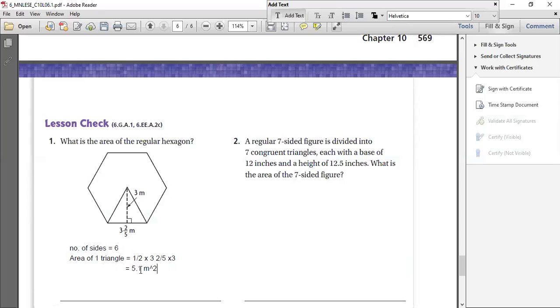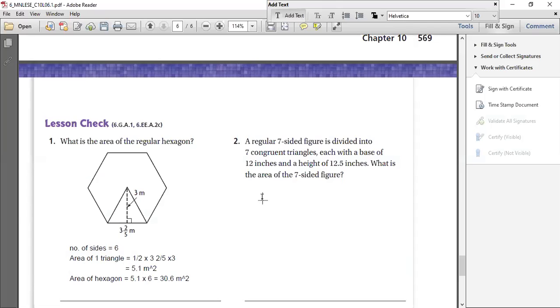Now, is this the end of it? Of course not. We have to multiply by 6 because it's a hexagon. So area of the hexagon is equal to 5.1 multiplied by 6, which is equal to 6 ones are 6 and 6 fives are 30, so 30.6 square meters. Okay, I hope this part is clear for you.